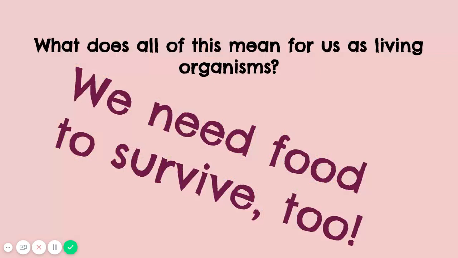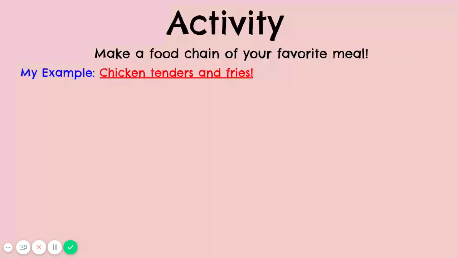So all of this means that we need food to survive too, because we are living organisms just like animals and plants. So for our activity to round up our learning of energy transfer, we are going to make a food chain of our favorite meals. I'm going to show you my example of chicken tenders and fries, which is one of my all-time favorite meals. And then you are going to draw a food chain of your favorite meal and upload it or send it to your teacher. So here's my example.